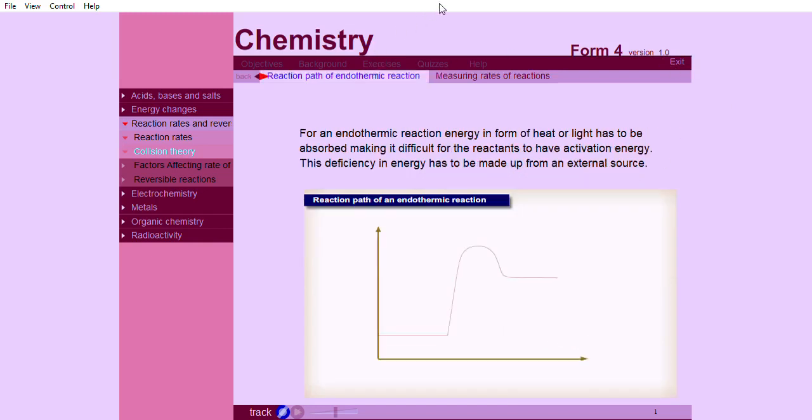For an endothermic reaction, energy, in the form of heat or light, has to be absorbed, making it difficult for the reactants to have activation energy. This deficiency in energy has to be made up from an external source.